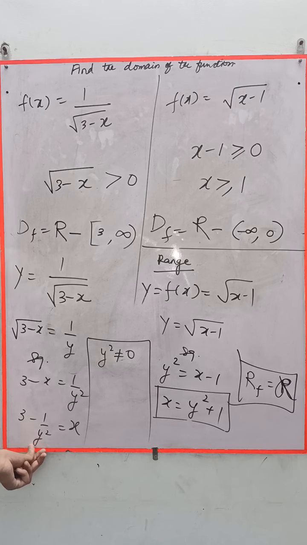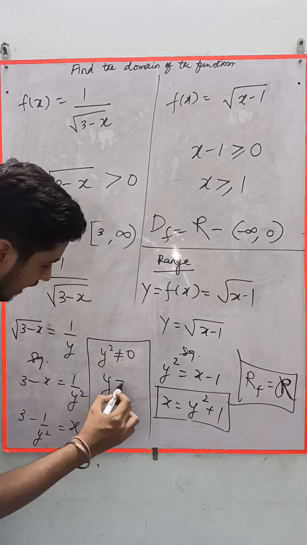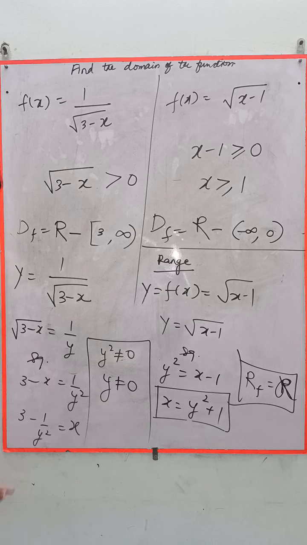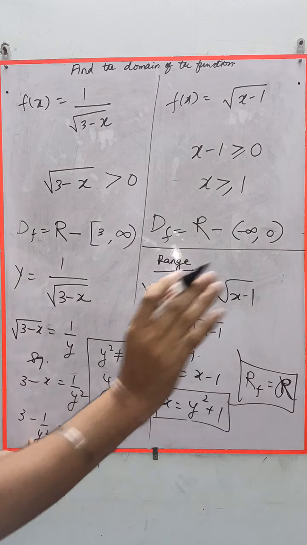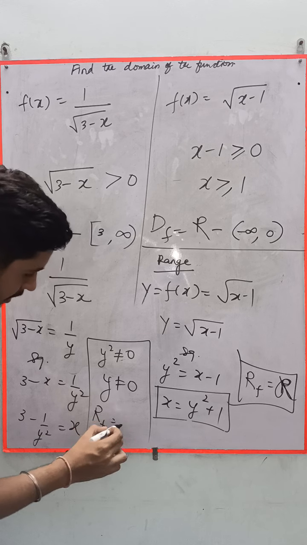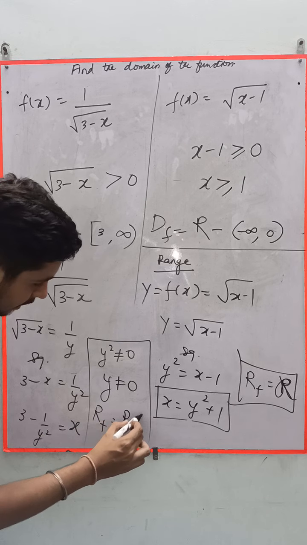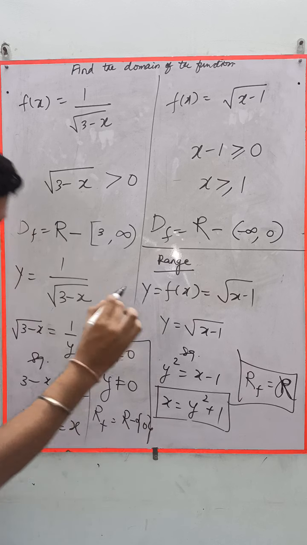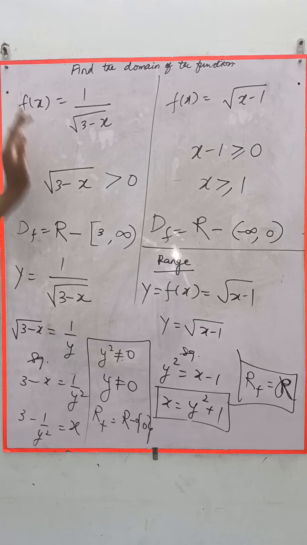So y square should not be equal to 0, or we say y should not be equal to 0. So here y should not be 0, otherwise you take any number, positive or negative, you will get some answer or the other here. Alright, so how will we write the range of this function? It will be all real numbers except 0. So this will be the range. That is how we have to find the range.